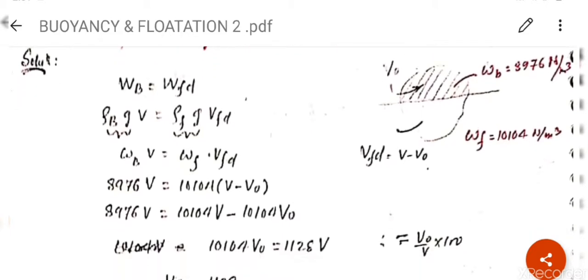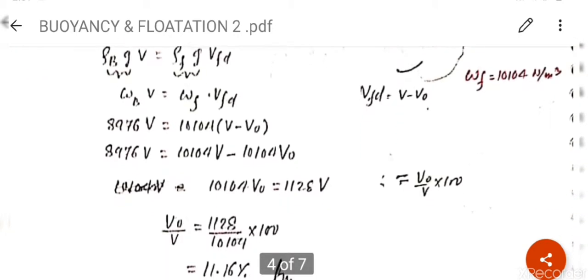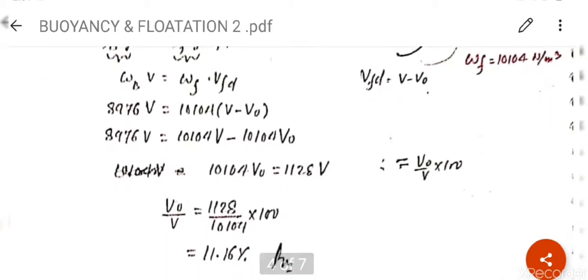So in the next line, after opening the bracket, we will get the value which I have written. So final expression will be VO upon V equal to 1128 upon 10104 into 100. So final answer will be 11.16% of the body which is visible to the observer.